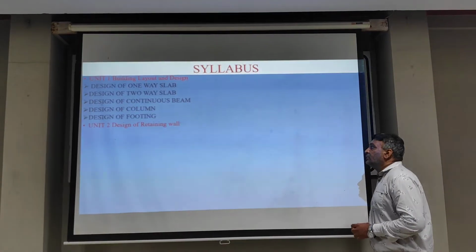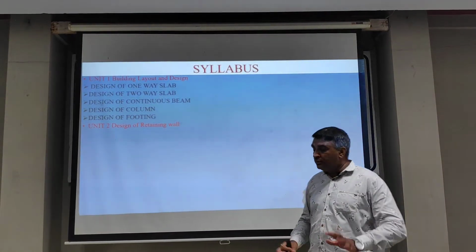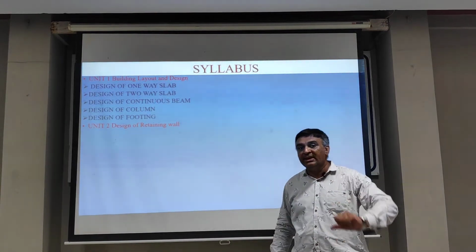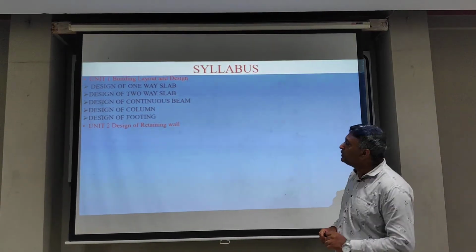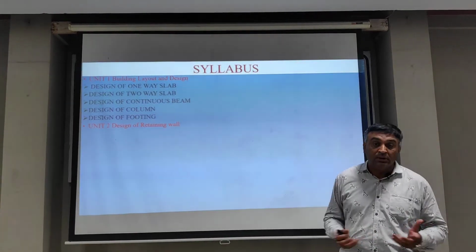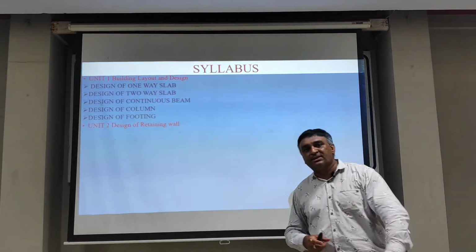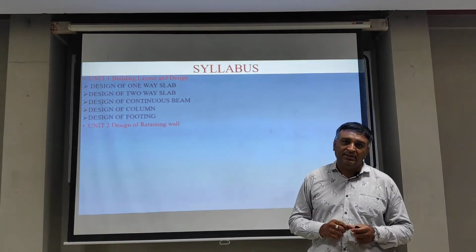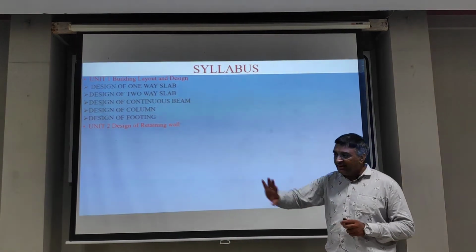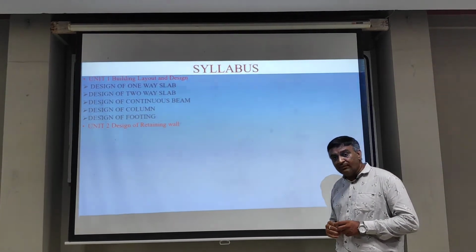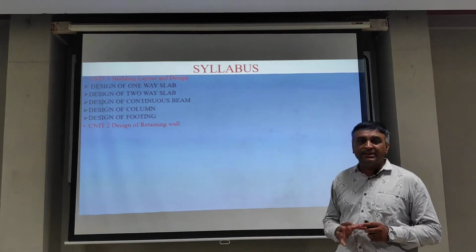Now, what is the second unit? From this onwards, all units are new for you. I told you only the first unit comes from your ESD subject. Now, design of retaining wall. Before starting this unit, you must know what a retaining wall is. It is a wall constructed to retain some material. For example, you construct a dam. Why do we provide the dam? To retain the water.